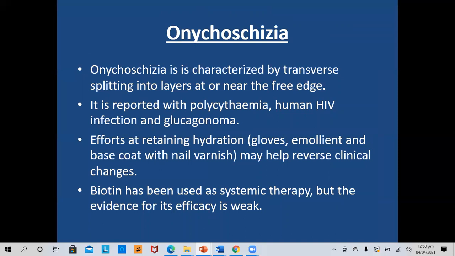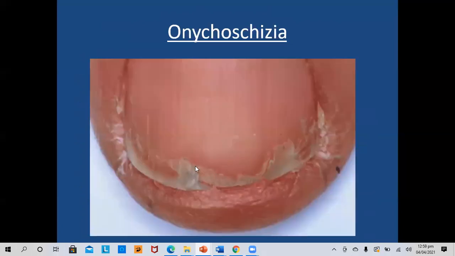Onychoschizia. Onychoschizia is characterized by transverse splitting into layers of the nail plate at or near the free edge. It is reported in polycythemia, in HIV, and in glaucoma. Efforts at retaining hydration by wearing gloves, emollients, base coats, and nail varnish may help reverse these clinical changes. Biotin has been used as a systemic therapy for brittle nails and for onychoschizia, but the scientific evidence is weak. This is onychoschizia. You can see the transverse splitting into layers of the free edge of the nail plate.